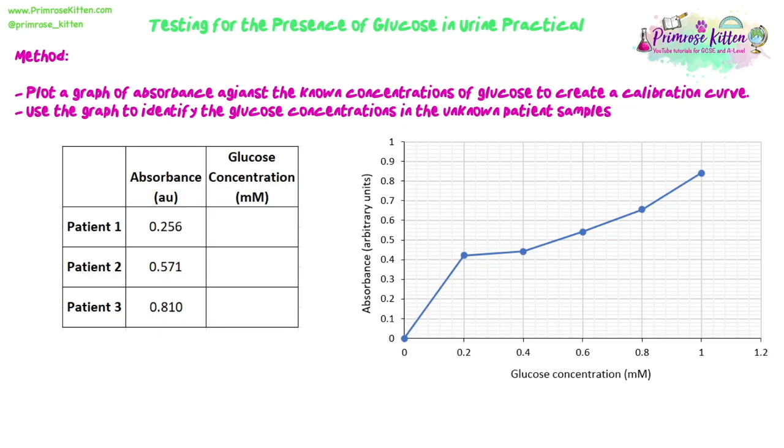So with all those readings that we took from the colorimeter, we have now plotted our graph of absorbance against the known concentrations, so my standards, and created this calibration curve. So now we need to use this graph to identify the glucose concentrations in the unknown patient samples. So patient 1, the absorbance was 0.256.